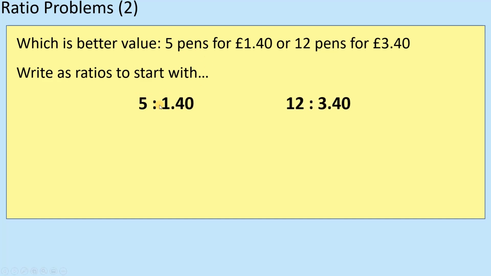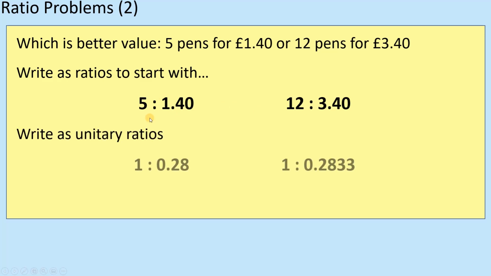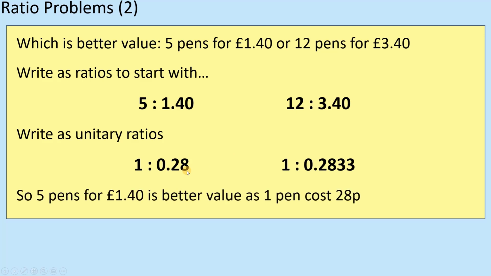So if I put 5 to £1.40 and 12 to £3.40, and then go down to 1, I divide this side by 5, which gives me 1 to 0.28, so it's 28p per pen. Then when I divide these both by 12, it gives me 0.2833. Hopefully you can see this one is 28p, and this is just over 28p. So the better value is the 5 pens for £1.40. That's the purpose of unitary ratio, essentially.